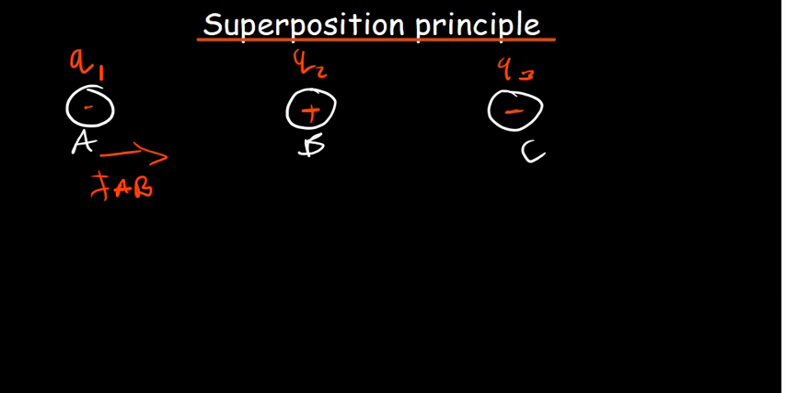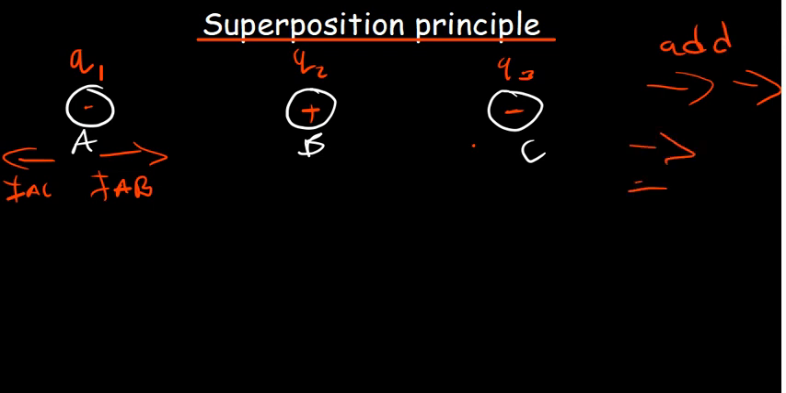Okay, if this is going to be repelled, meaning this one is going to move in this direction, we can call that one F of AC. Meaning we have two vectors going in opposite directions. If we have two vectors moving in the same direction, you can just add them. If you have two vectors moving in opposite directions, you can subtract them.